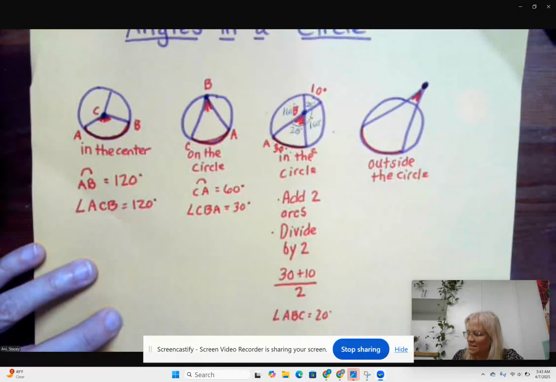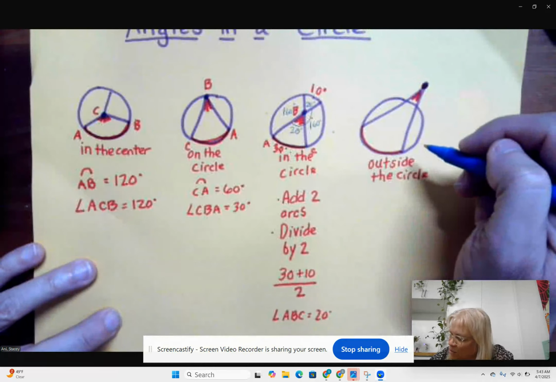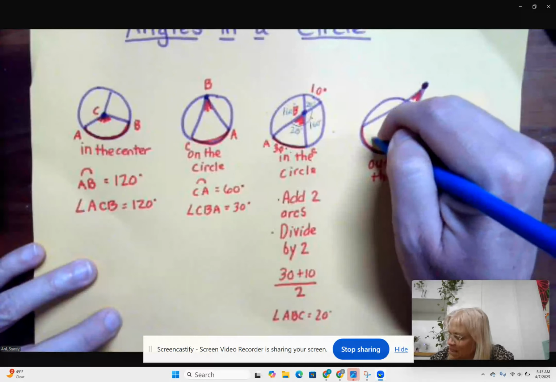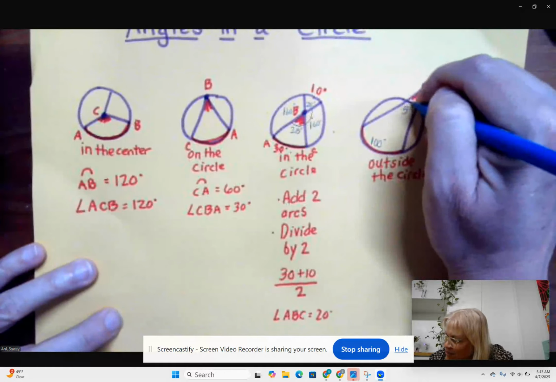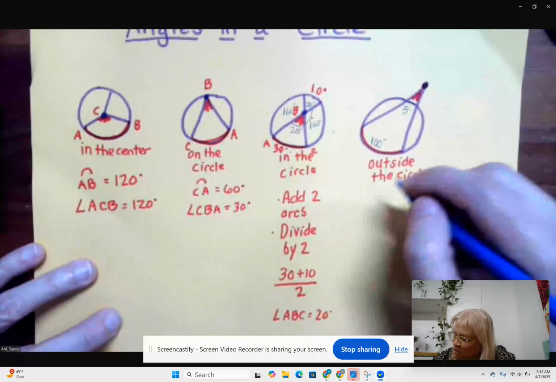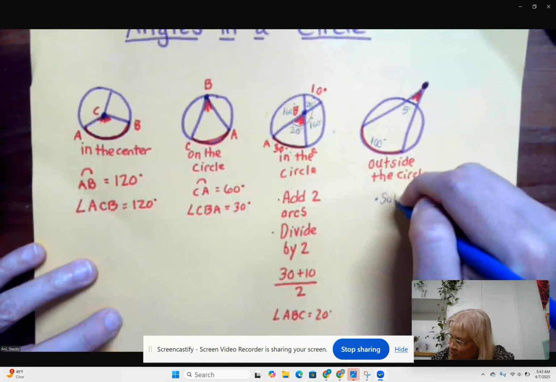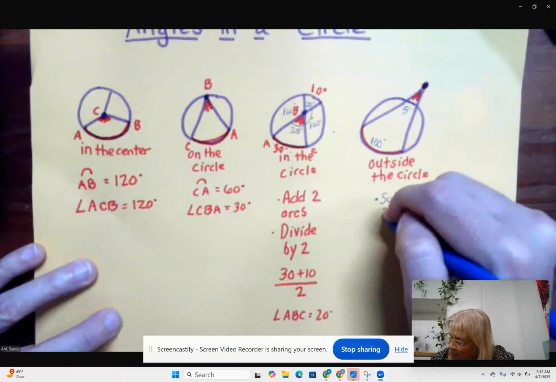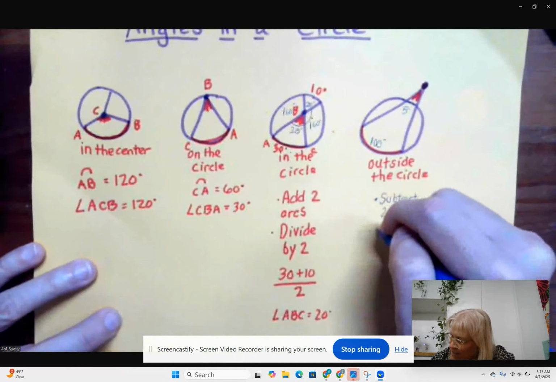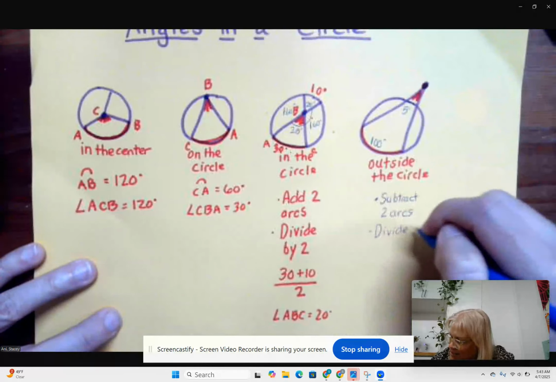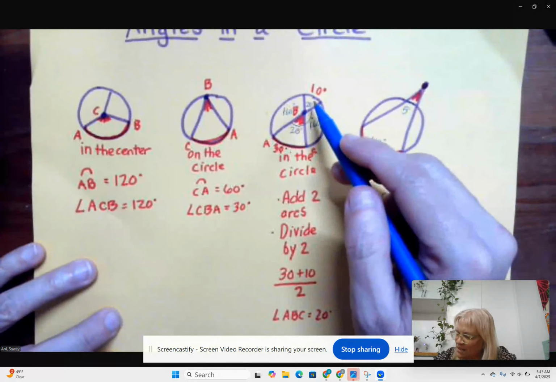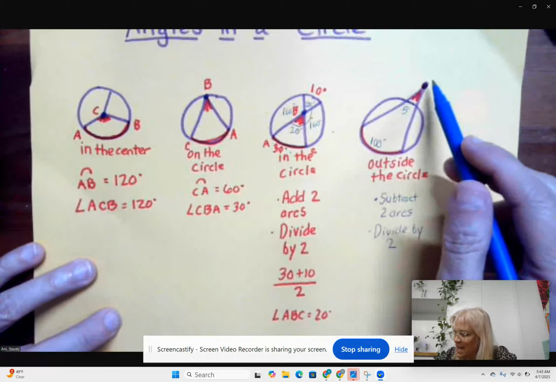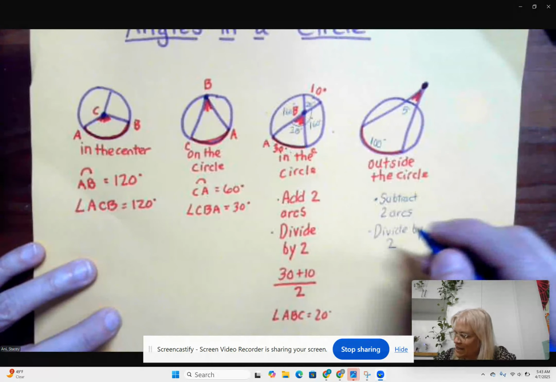And then for outside the circle, it's very similar. Let's say that this arc was 100 degrees, and this arc was 5 degrees, this little teeny one inside here. So what you do when it's outside the circle is you subtract the two arcs, and then divide by 2. So pretty easy to remember. If the vertex is inside the circle, you add the arcs, divide by 2. If it's outside the circle, you subtract the arcs, divide by 2.